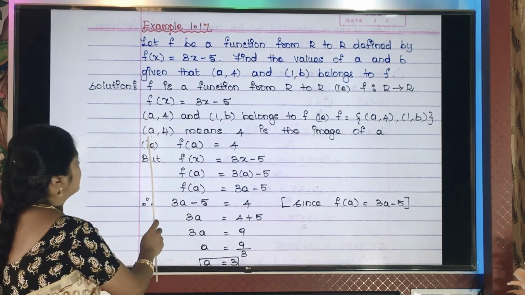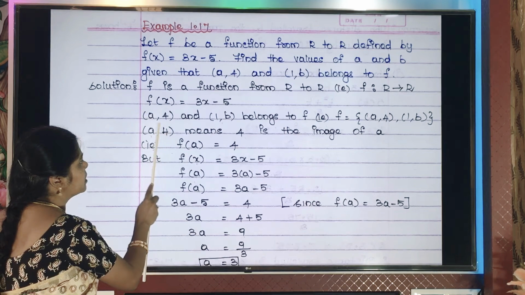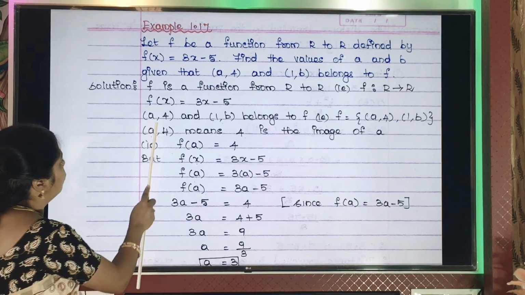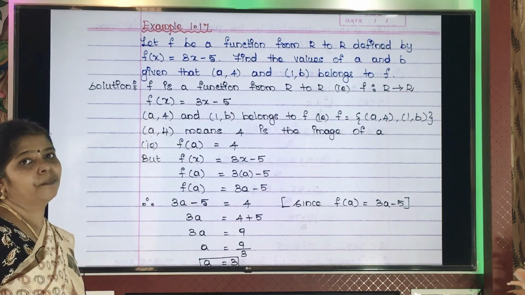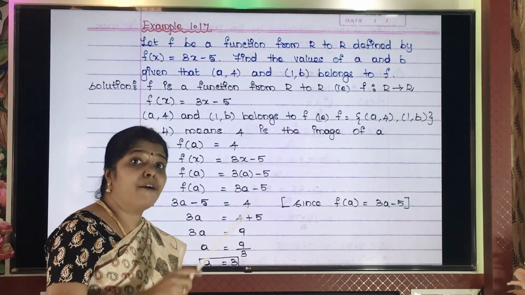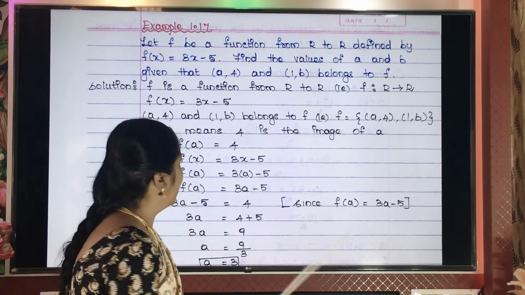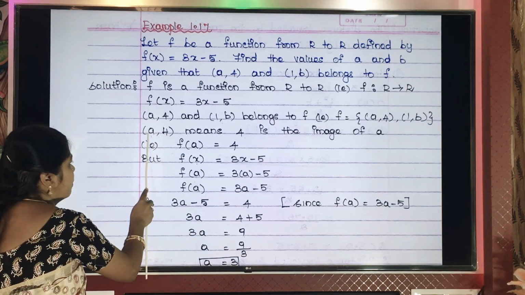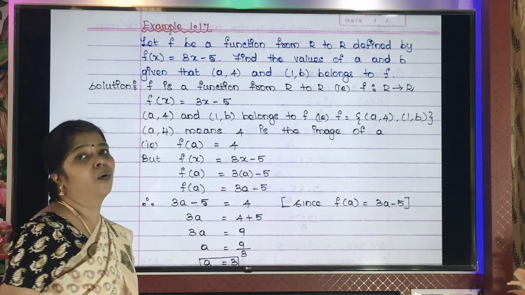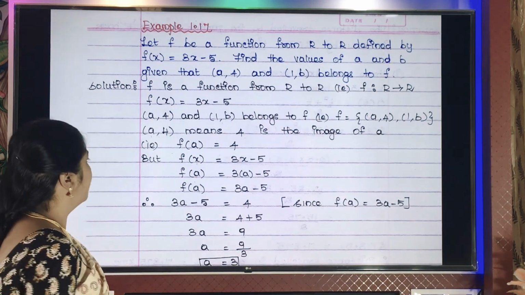Okay? What happens? (A, 4) means, children, what is this? (A, 4) means 4 is the image of A. Am I right? Yes. 4 is the image of A. We know, no? If B is the image of A, how do we write? F of A equal to B. Do you all remember? Like that, if 4 is the image of A, how do we write? F of A is equal to 4. This you must be able to write.